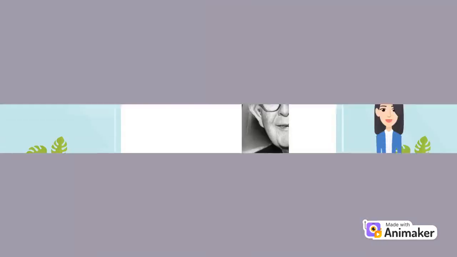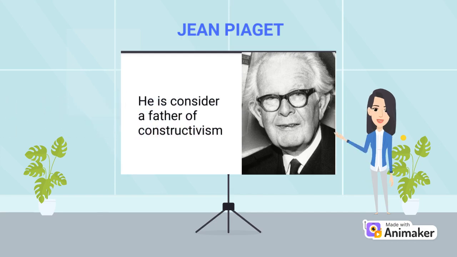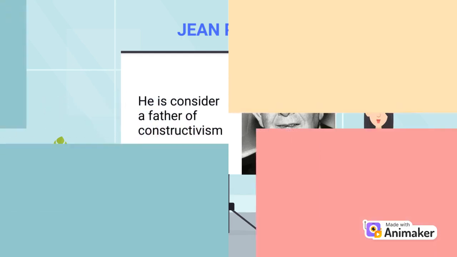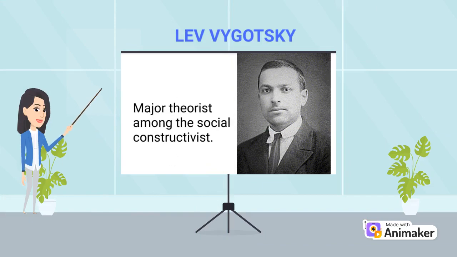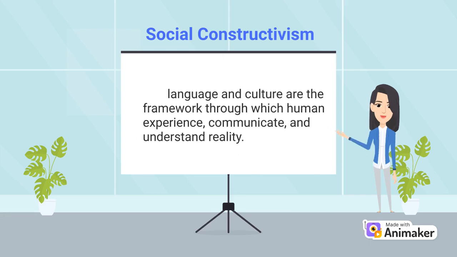Piaget's point of view on constructivism is the inspiration for radical constructivism, due to his idea that the individual is at the center of the knowledge creation and acquisition process. Piaget is considered the father of constructivism, while Lev Vygotsky is the major theorist among the social constructivists. But before that, what is social constructivism? Social constructivism holds that language and culture are the framework through which humans experience, communicate, and understand reality.